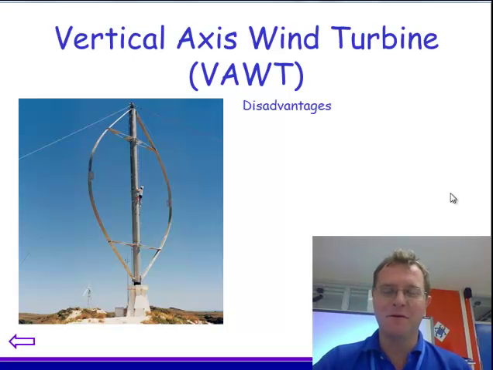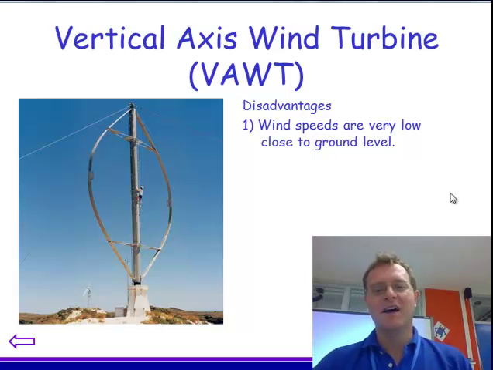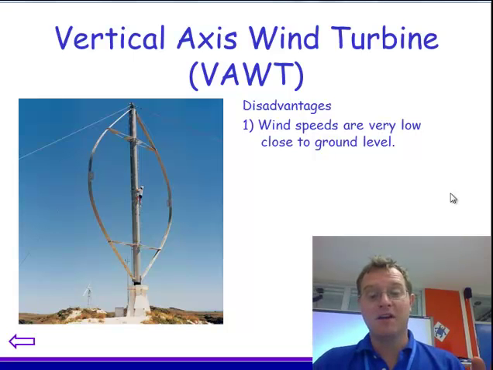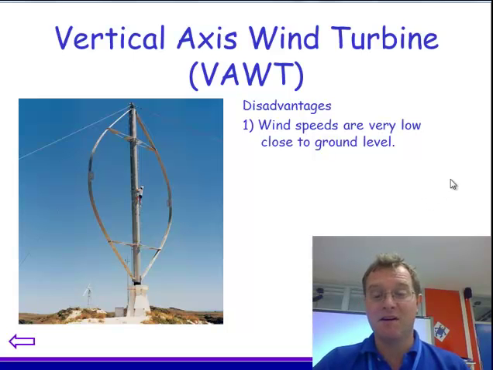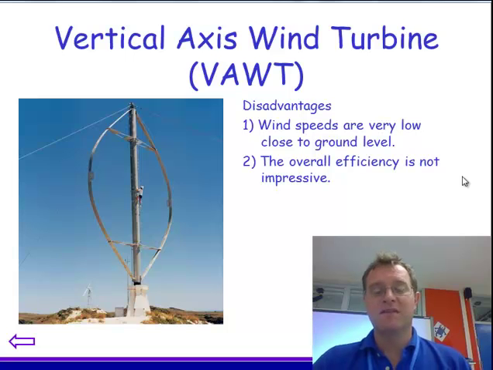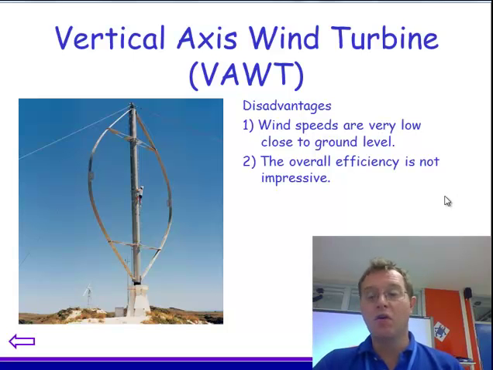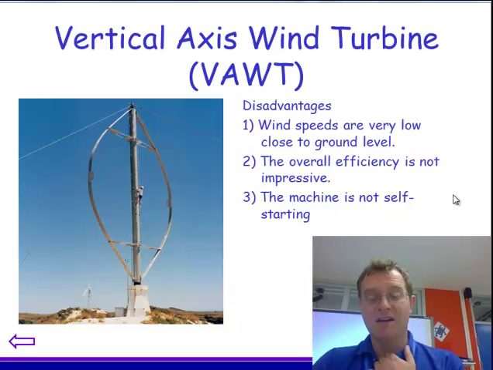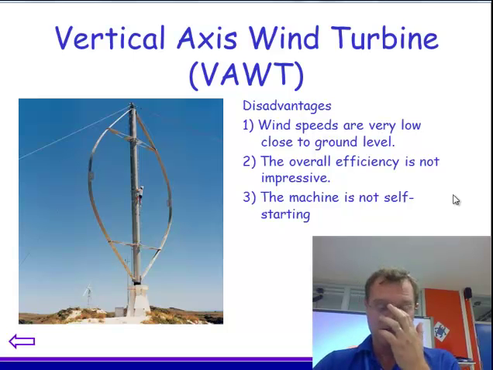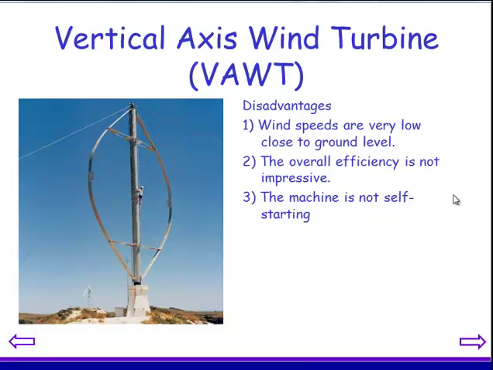So what happens with a VAWT? The disadvantages are wind speeds. This is set up at a very low level, so there's not the high tower, and actually wind speeds tend to be much lower closer to ground level. Therefore, the overall efficiency is not that impressive. The machine is not self-starting, so you've got to give it a push to get it going. Once it's going, as long as there's a wind, it will keep on going quite happily. But if it grinds down to a halt, you need to give it a push again to get started.